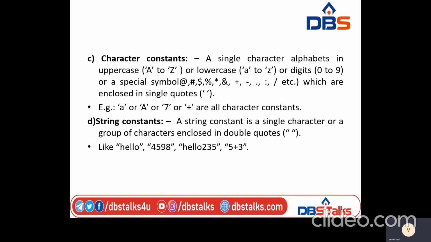A string constant is a single character or a group of characters enclosed in double quotes. Whenever you represent string constants, they should be enclosed in double quotes. If you write hello, it starts with double quotes and ends with double quotes. It is one string constant, because it is a sequence of characters. Here, a string constant is a group of characters or numbers enclosed in double quotes. So we call it a string constant. Thank you.